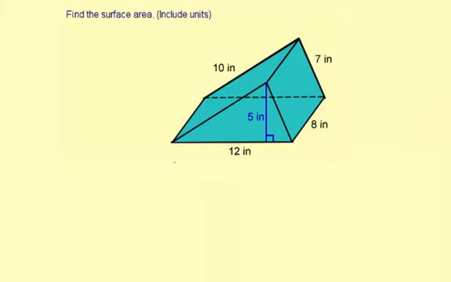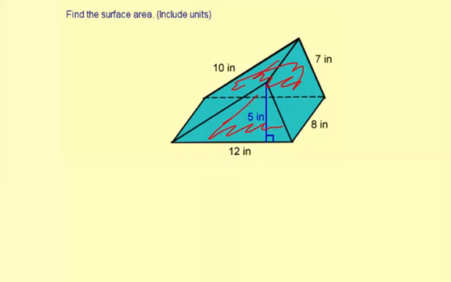Find the surface area and include units. Now the surface area of a solid is the sum of all the areas that make up the sides of the shape. And so that's the bases and the faces. Now the base of a prism is the two congruent parallel sides. And in this case, that's this triangle here and this triangle back here also.